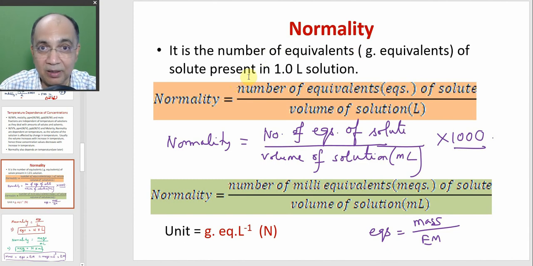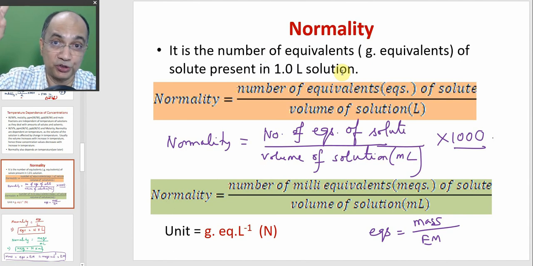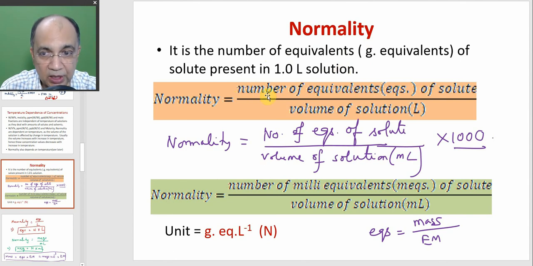But the solution part is the same: 1 liter of solution here, 1 liter of solution there. So normality is equal to the number of EQs or equivalents of solute divided by the volume of solution in liters. But I am not interested in liters. I can use the volume of solution in milliliters, and therefore you have to multiply by 1000. And if you multiply the number of equivalents by 1000, it will give you the number of milliequivalents. I am mostly fond of this.